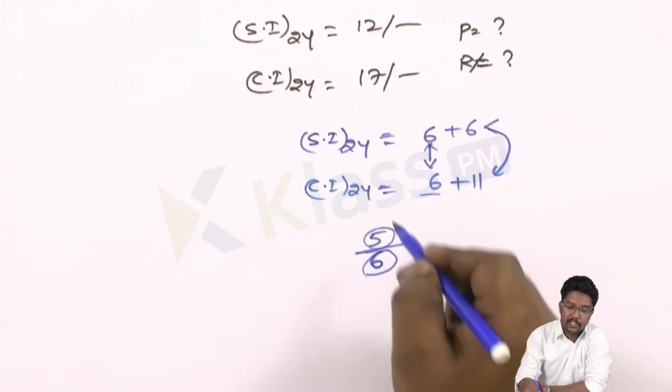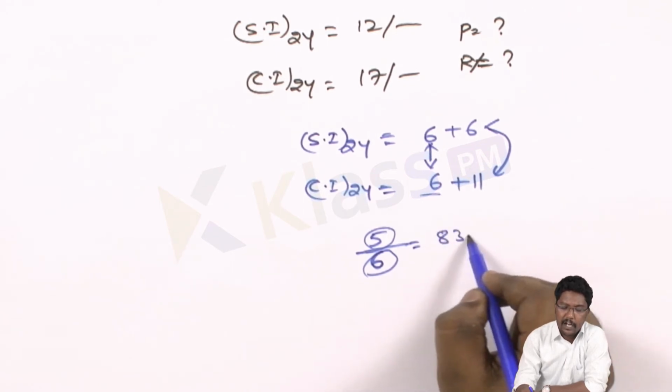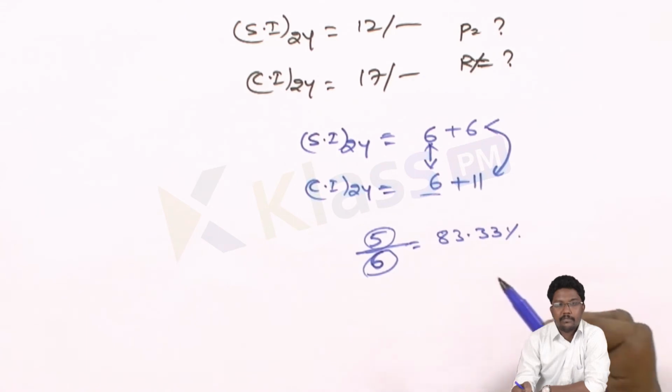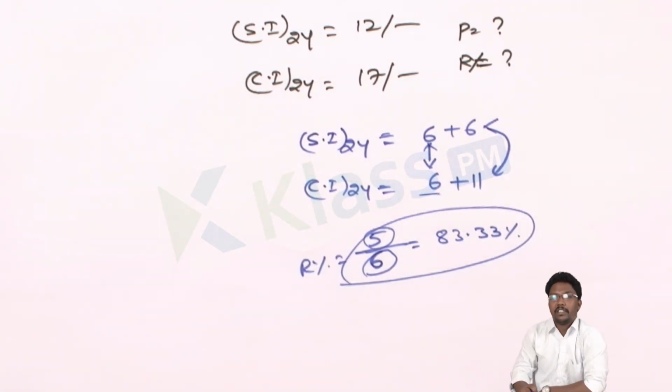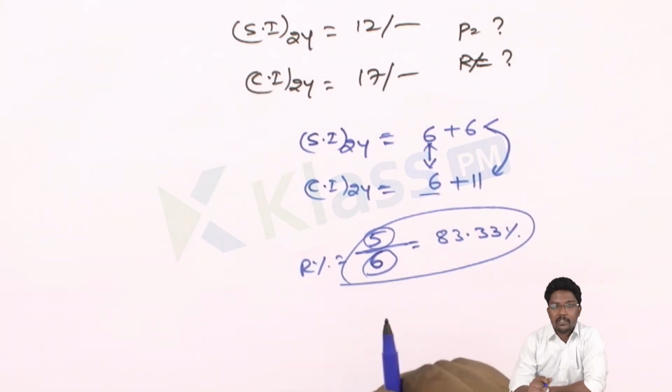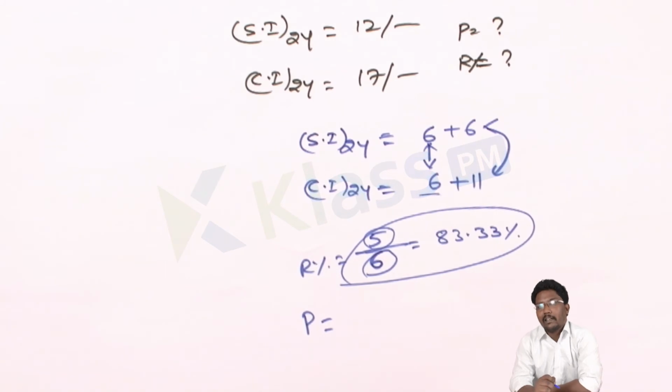So what is the rate of interest? 5 by 6 means how much? 1 by 6 is 16.67, so 5 by 6 means 83.33 percentage. So my rate of interest is 83.33 percentage. With this basic method I got the rate of interest. But I want another one. What is that? Principal. How to calculate principal?